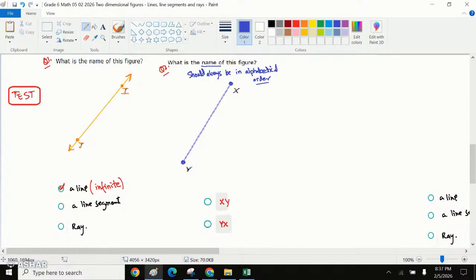Right, Brighty? Okay. So we would say the name is XY, because it always has to stay in alphabetical order. Agreed? So I would simply mark XY over here. No, YX, Ashik, it cannot be YX. It has to be XY, because X comes before Y in the alphabetical order.